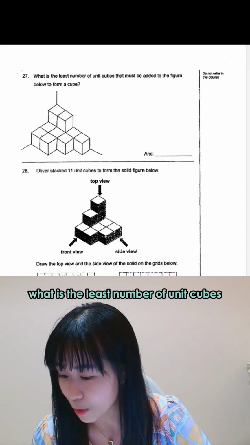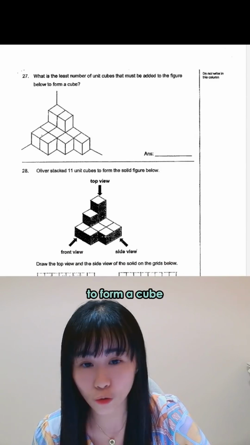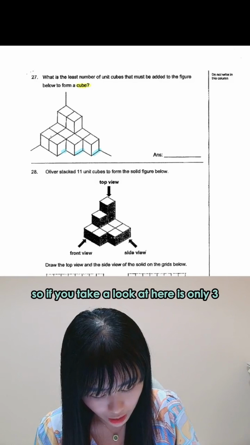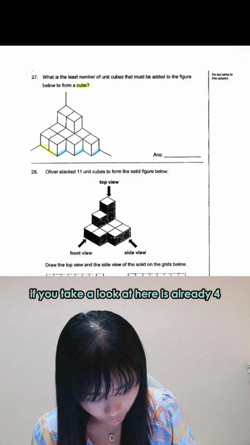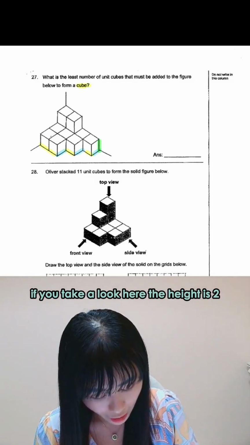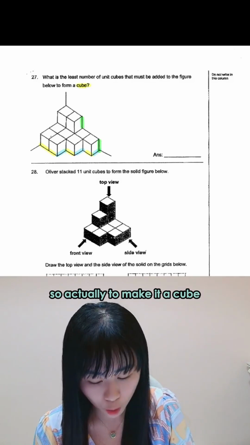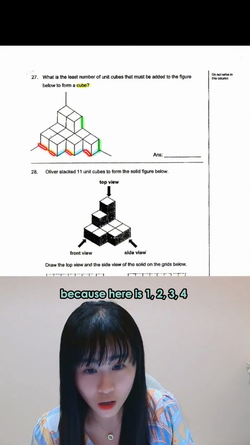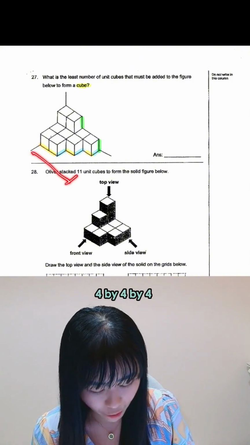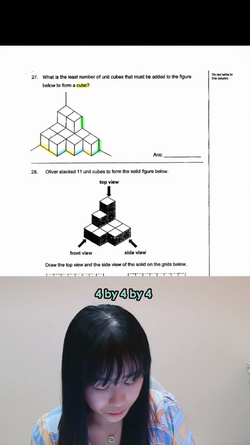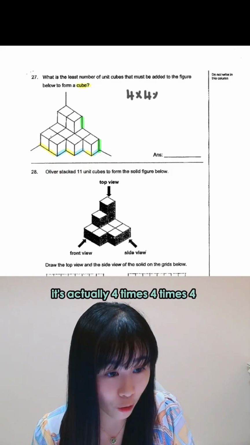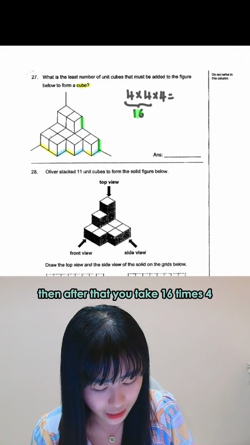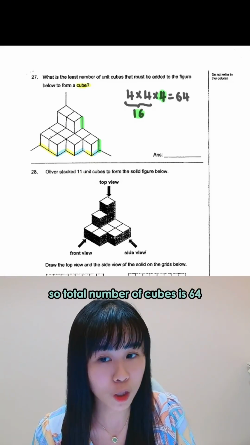What is the least number of unit cubes that must be added below to form a cube? If you take a look at here, it's only 3. Here it's already 4. Here the height is 2. So to make a cube, you must look at the largest number, because here is 1, 2, 3, 4. If you want to make a cube 4 by 4 by 4, it's actually 4 times 4 times 4. 4 times 4 is 16. Then after that, you take 16 times 4. So the total number of cubes is 64.